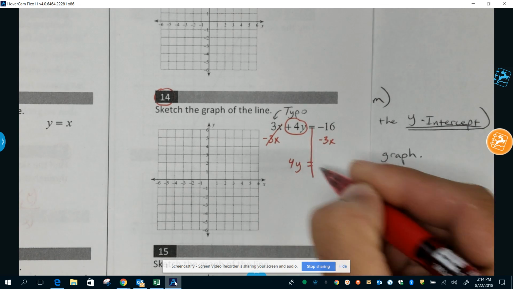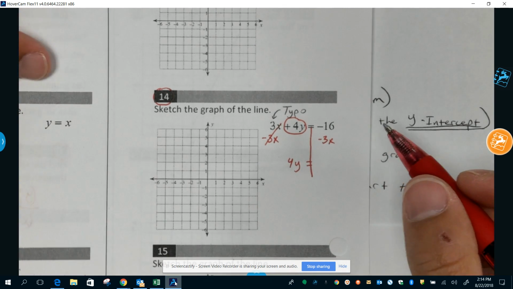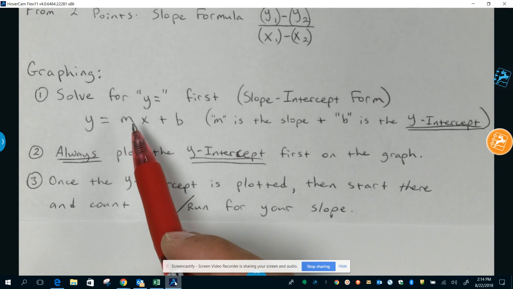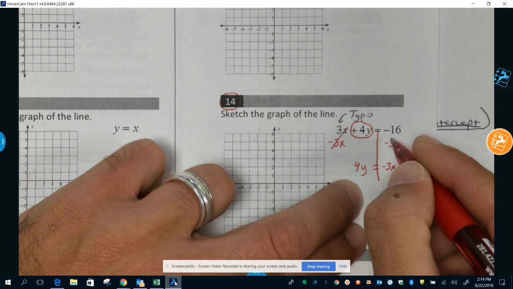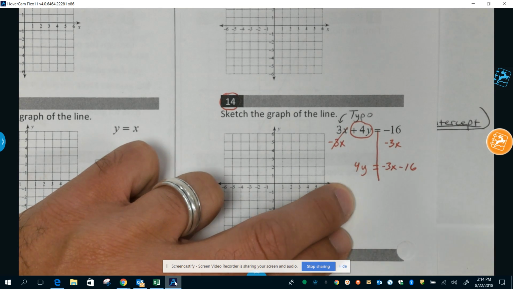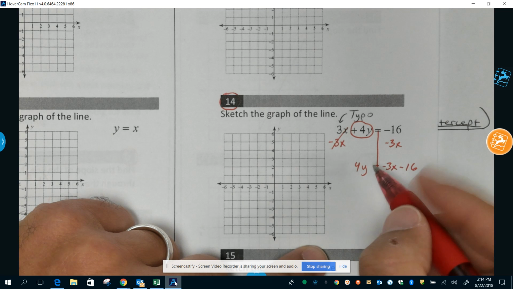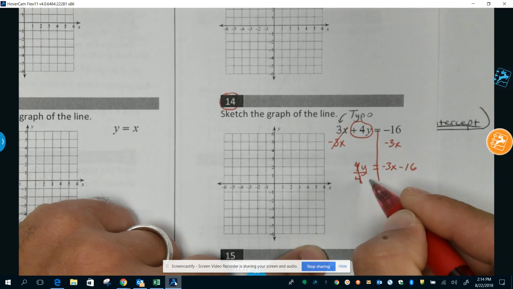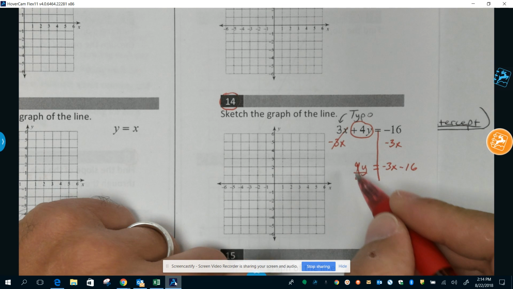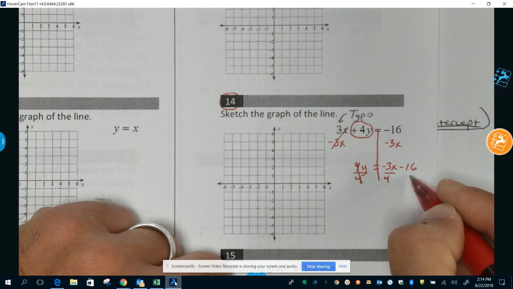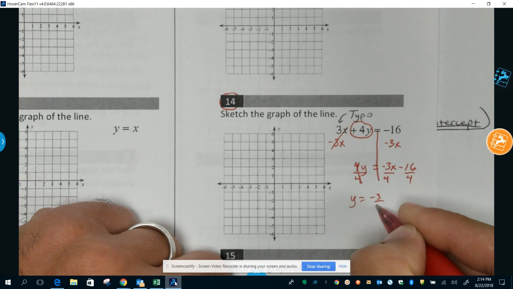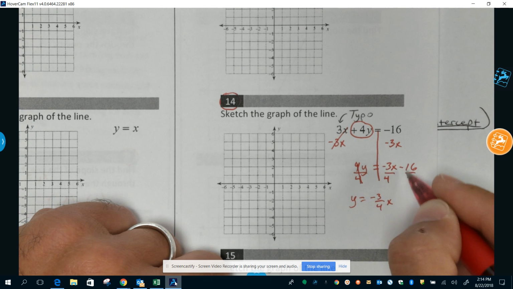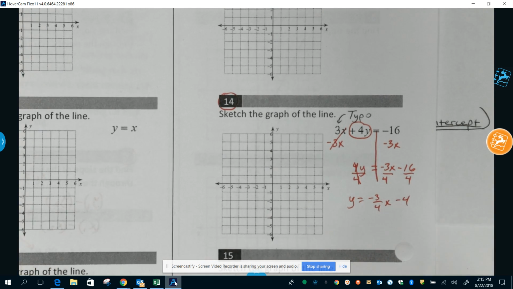So I've got 4y. Now I want to put my x term in the front because in slope-intercept form, your x term goes to the front, constant to the back. So here I'm going to put my negative 3x in the front, and I'm going to move the minus 16 to the back. Now still need to solve for y. The last thing I do is divide by 4 to get the y by itself. We're going to divide everything on the right-hand side by 4. So I've got y equals negative 3 over 4x. Now negative 16 divided by 4 gives me negative 4.